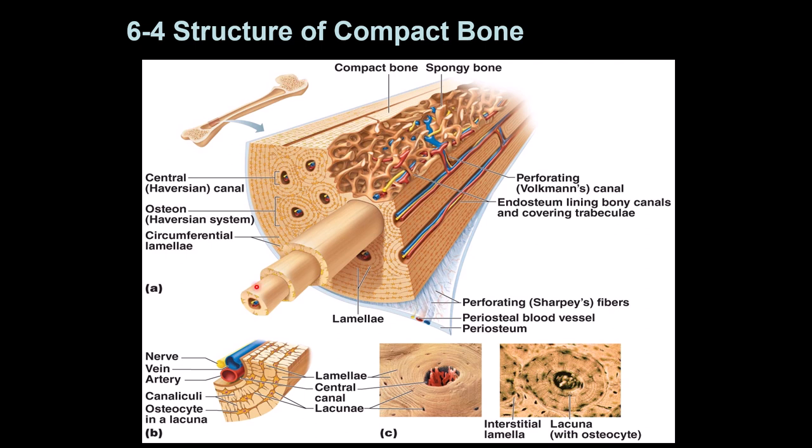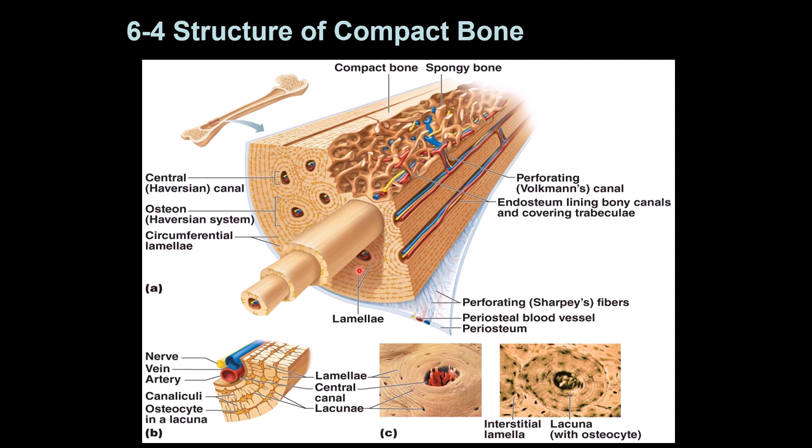Now look at this area. The bones are made of different layers. These layers are called lamellae; lamella is the singular form. The compact bones are made of different layers. There are three different types of layers that make up the compact bones.